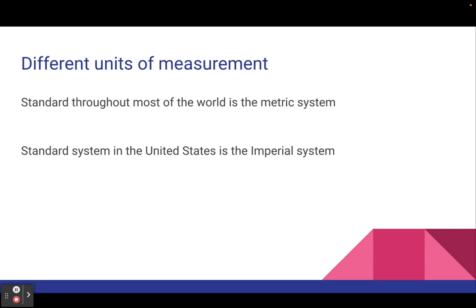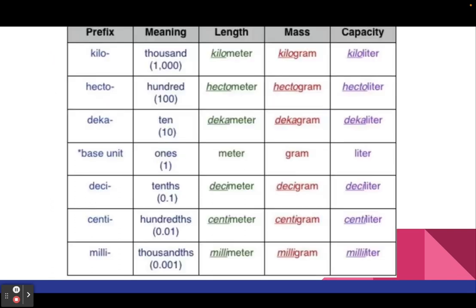Most of the world uses the metric system. That is standard. The United States and another country or two use the imperial system. The metric system is a base 10 system. This means that each measurement is 10 times larger than the previous one. For instance, if you start down here at millimeter or milliliter, milligram, any of them, the next one up is 10 times larger. So a centimeter is 10 millimeters.